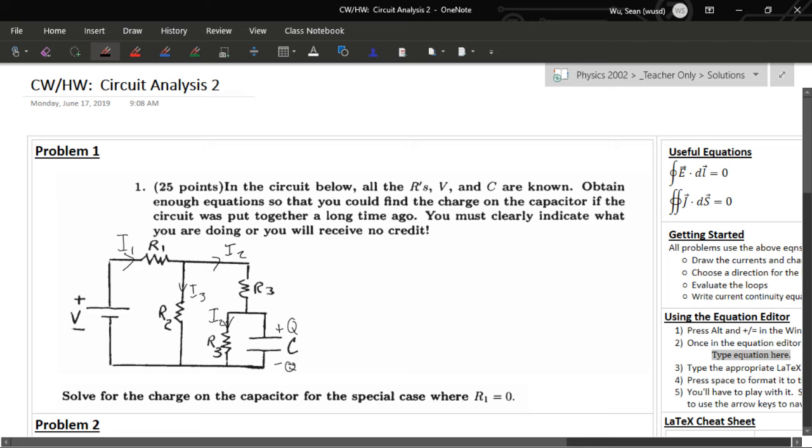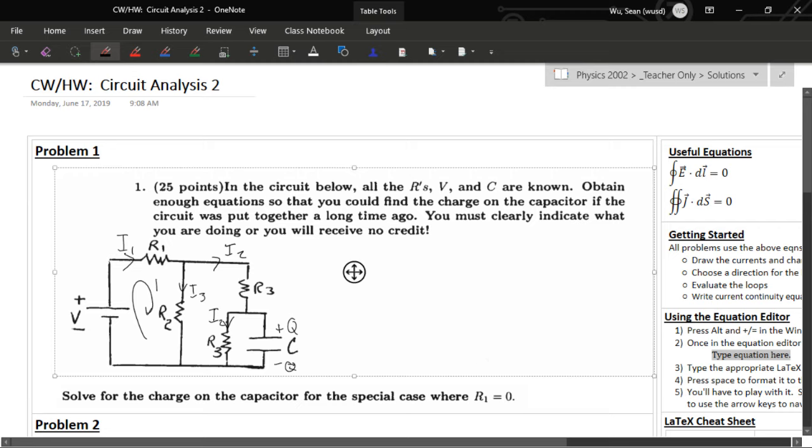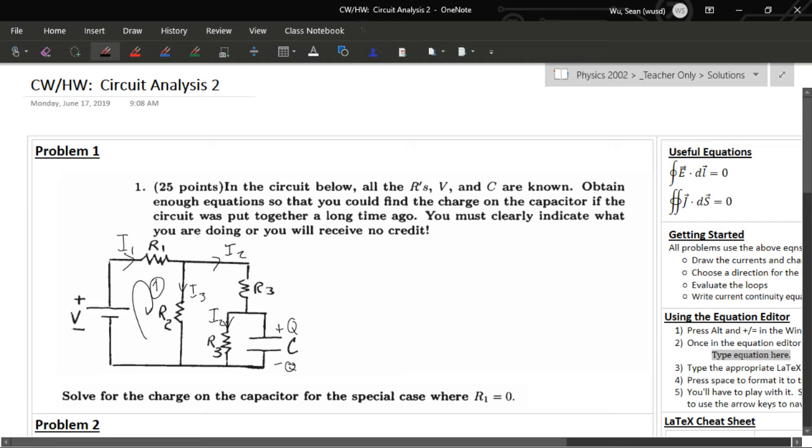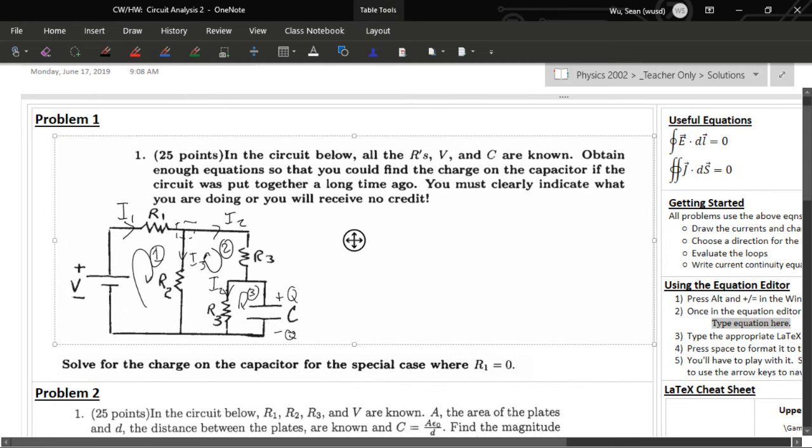Now, going around these loops, this is going to be some loop 1. Here is some junction. Here is some loop 2. And here is a loop 3. When I did this, I saw that I have 4 things that I don't know: current I1, current I2, current I3, and the charge Q on the capacitor. Because I have 4 unknowns, I need 4 equations.